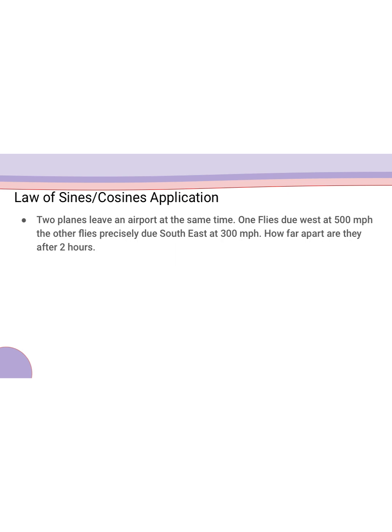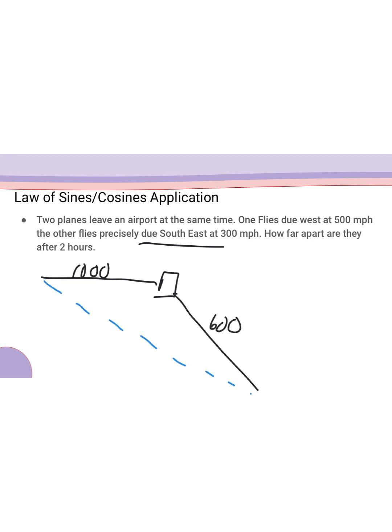Okay, and then in our word problem here, let's say we've got two planes flying out of the airport at the same time. So here's my little airport. One flies 500 miles per hour for 2 hours, so that's 1,000 miles here. The other one flies due southeast, which actually means exactly 45 degrees in the southeast, at 300 miles per hour. That's 600 here. And we want to know what is the distance that they are separating at that 2 hour.